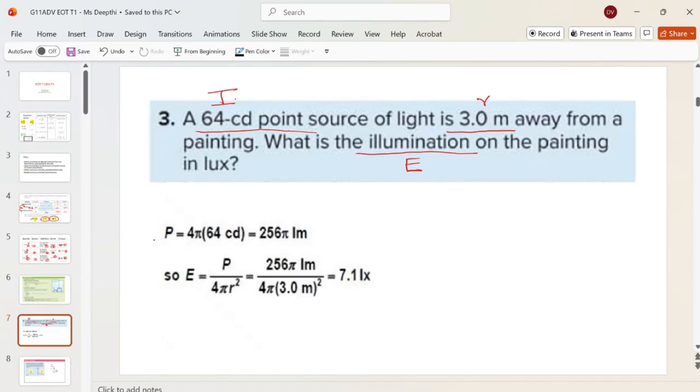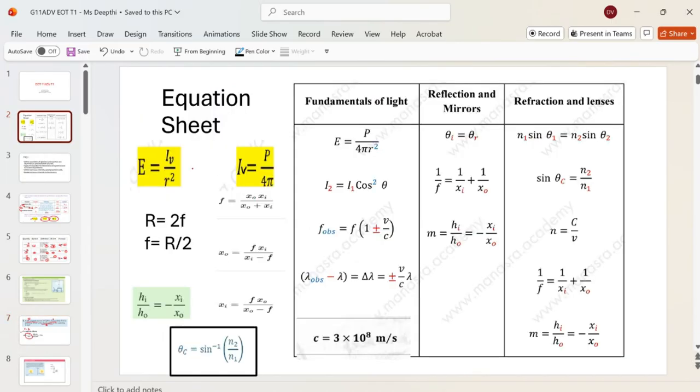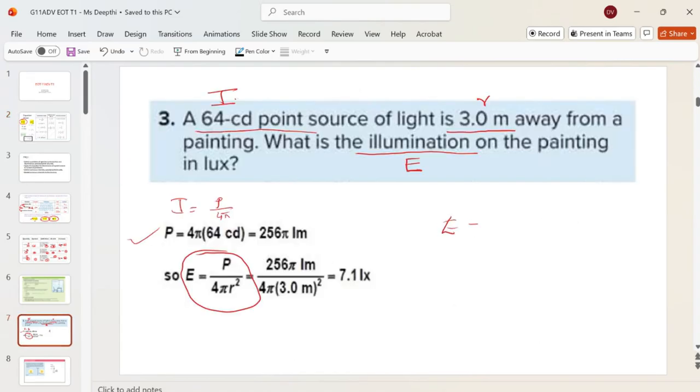There are 2 ways of doing that. This is the equation in your equation sheet. So you can find P is equal to 4 pi IV, or you can use the equation I equal to P by 4 pi, which I told you to memorize, and then find P and then find E. But the easy way is to use the equation between illumination and luminous intensity. I told you this equation is not in the equation sheet. So memorize this equation. E is equal to IV by R square. That equation you can use directly. E is equal to I by R square.